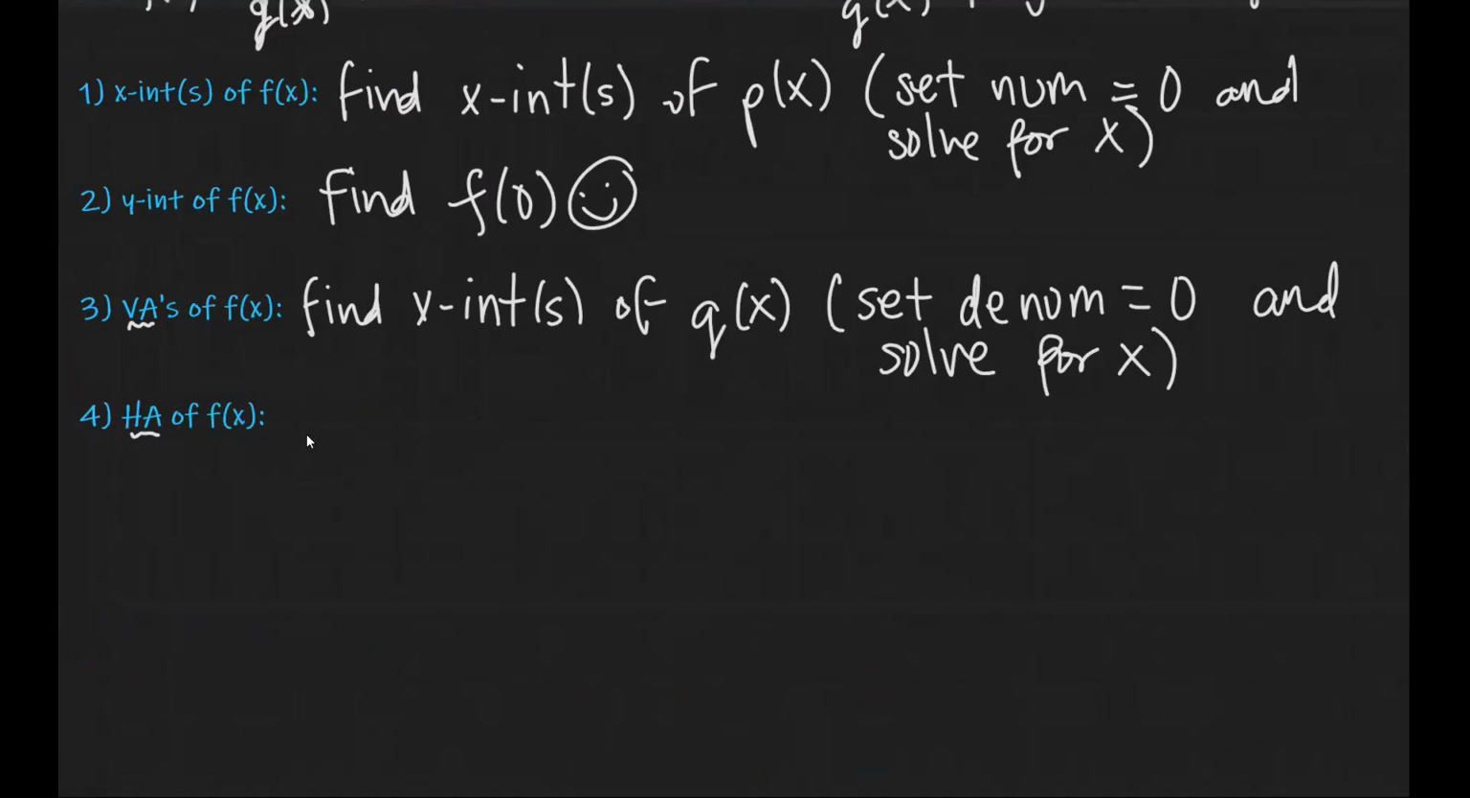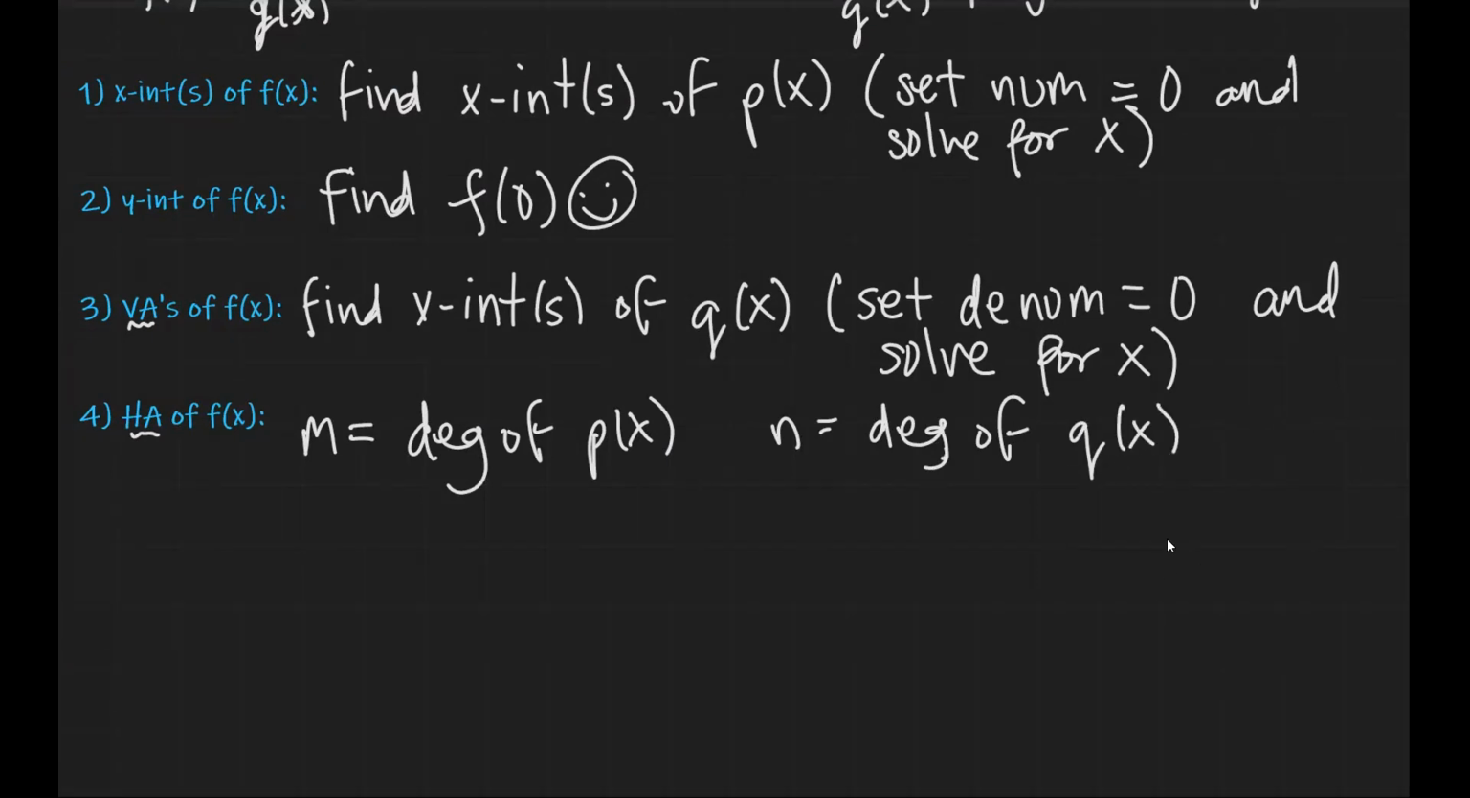Let's first say, let m be the degree of p of x, and let n be the degree of q of x. So the degree of the numerator and the degree of the denominator. For the horizontal asymptote, we're concerned with the degree of the numerator and the degree of the denominator. Degree meaning the exponent on the leading term, the biggest exponent.